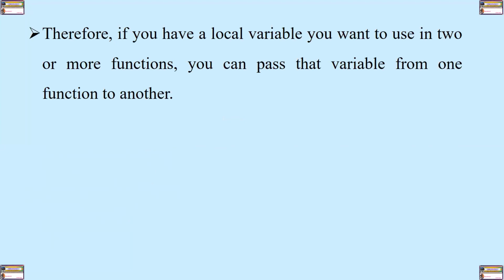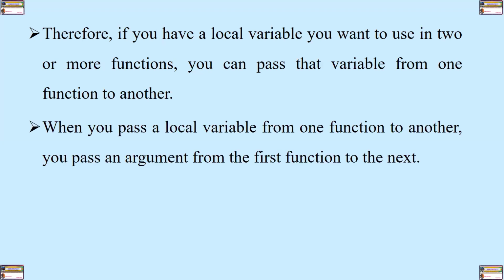Therefore, if you have a local variable that you want to use in two or more functions, you can always pass that variable from one function to another. And that is the work of passing variables. You pass variables from one function to the main function and from the main function to another function, so that those other functions can use them within their scope.